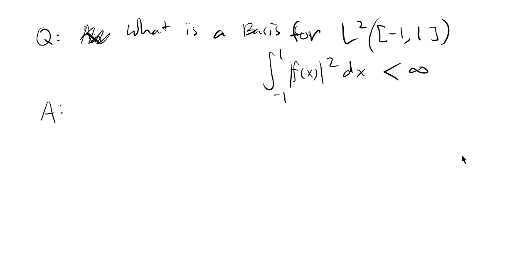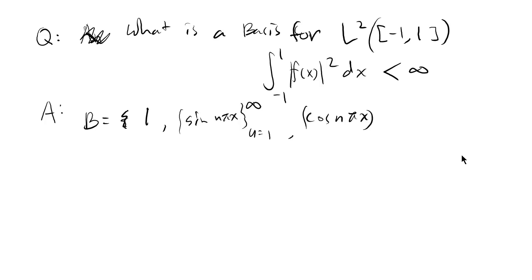But nonetheless, the answer is the following. The basis looks like, well, first you have 1, and then sine(nπx), where n goes from 1 through infinity, and then also cosine(nπx), where n goes from 1 through infinity. So it's an infinite set. Of course, it should be an infinite set because it should be an infinite vector space.